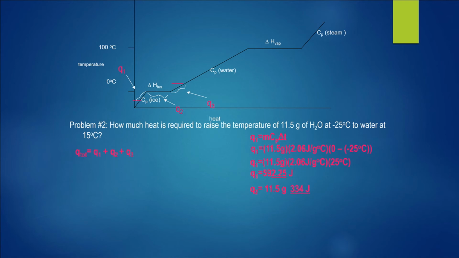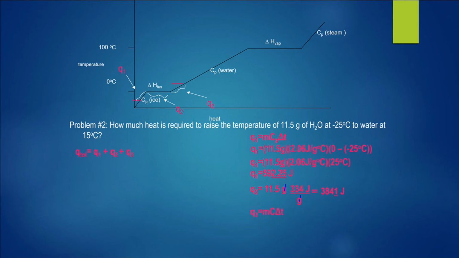Our second energy is going to be the mass of our water times our delta H fuse, 334 joules per gram. The grams cancel out. We crunch our number, and in order to melt that 11.5 grams of water, we'll have to apply 3,841 joules of energy.